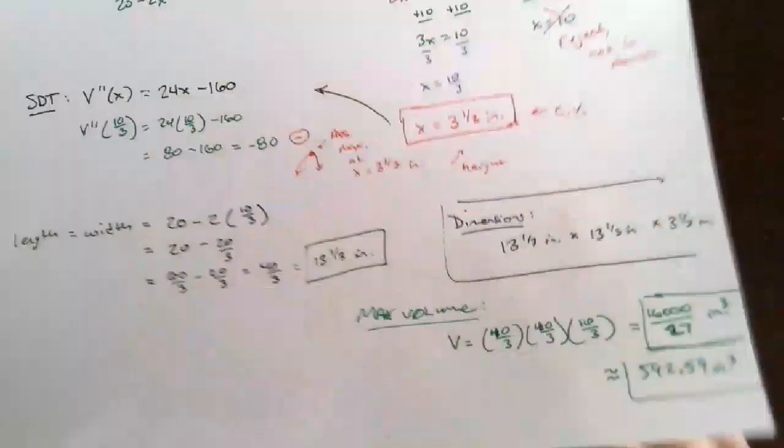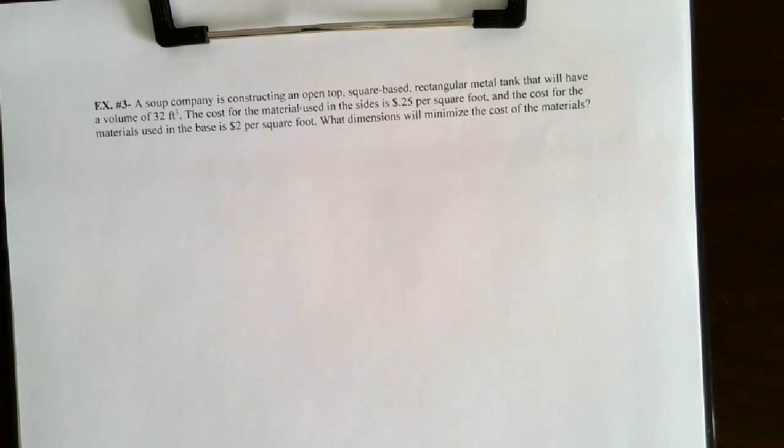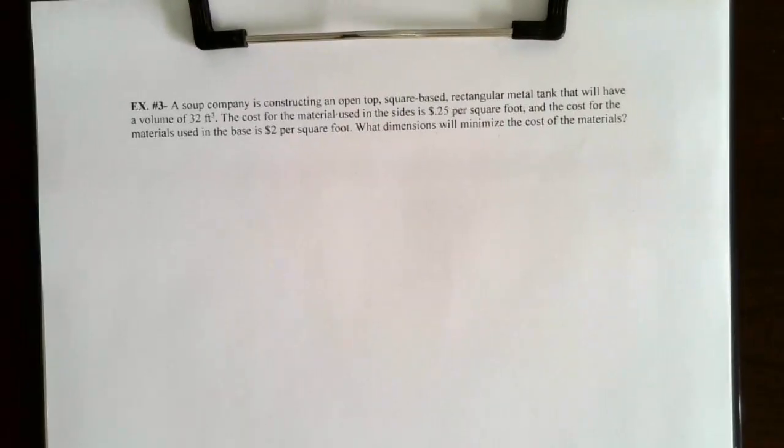All right, let's take a look at another one. So we have a soup company constructing an open-top, square-based, rectangular metal tank that will have a volume of 32 feet cubed. The cost for the material used in the sides is 25 cents per square foot, and the cost for the materials used in the base is $2 per square foot. What dimensions will minimize the cost of the materials?